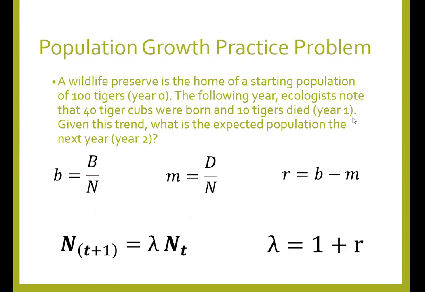Okay, so the following year, we call this year 1. And in that year, 40 more cubs were born on top of the existing 100, and 10 of the tigers died. Okay, given this trend, what is the expected population in the next year, in year 2? And so, of course, we could very easily add these to 100, subtract the 10, and calculate that, okay, it's 130 tigers in year 1. But we have enough information using these equations down here to predict what the population is going to be in year 2. So let's give it a shot.